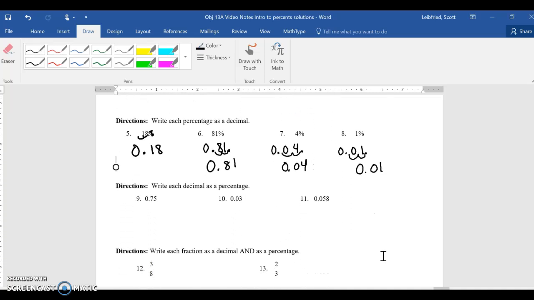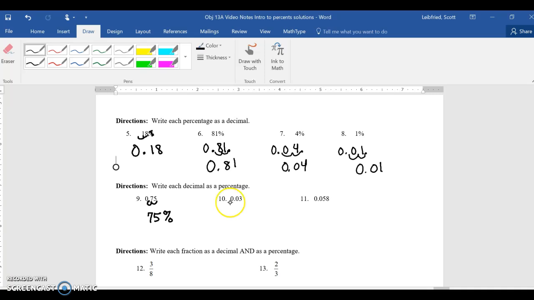The next directions in 9 through 11 say write each decimal as a percentage. Well, in 5 through 8, we move the decimal place to the left 2 places to go to a decimal. Now we're going the opposite direction. So what we do is we move the decimal to the right 2 places. And so 0.75 is actually 75. And rather than write a decimal, because we have to signify that it's different, we write a percent sign.